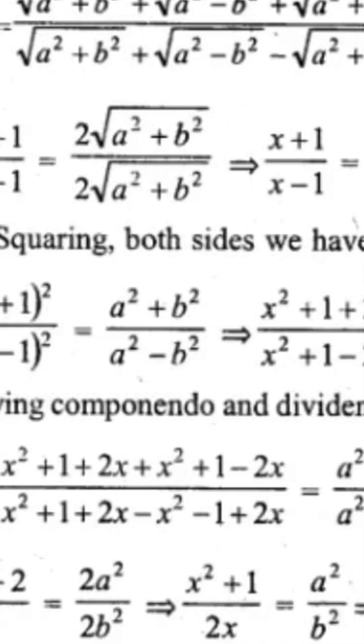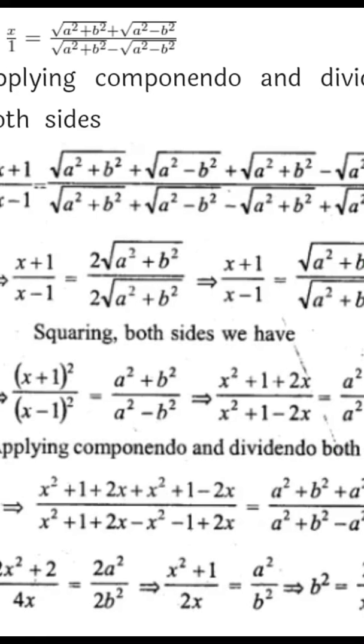Okay. So once that step is there, to remove the square root sign, what we'll do is take squaring on both sides. We get x plus 1 whole square upon x minus 1 whole square, which comes out to a square plus b square upon a square minus b square. Please make a correction. Here it is a square minus b square in the denominator. Okay. So once that is done, let's open the left hand side. Again using the identity, a plus b whole square is a square plus b square plus 2ab. So x plus 1 whole square becomes x square plus 1 plus 2x. x minus 1 whole square in the denominator becomes x square plus 1 minus 2x. This is what we get.